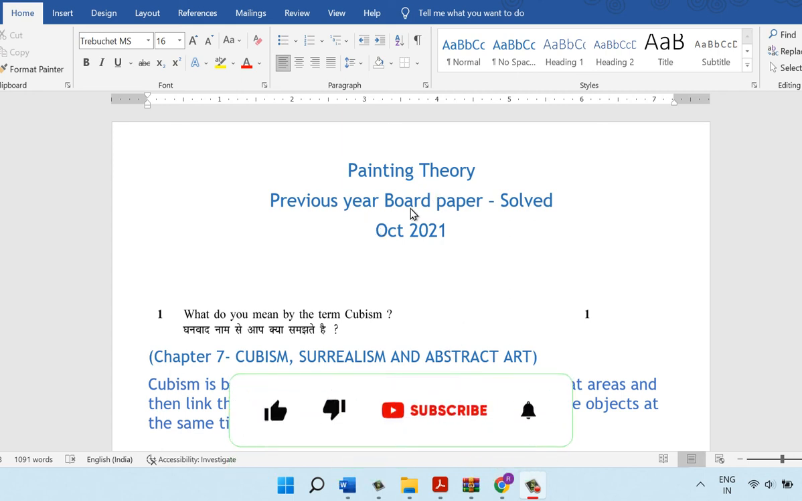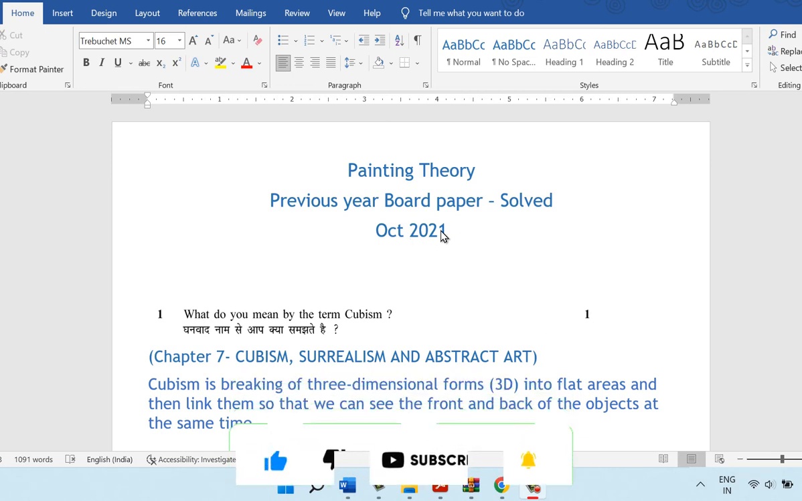Today we are solving a painting theory paper. This is a previous year board paper. This was given in October 2021.